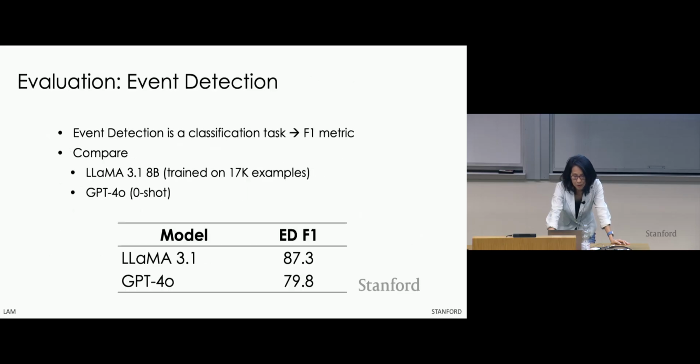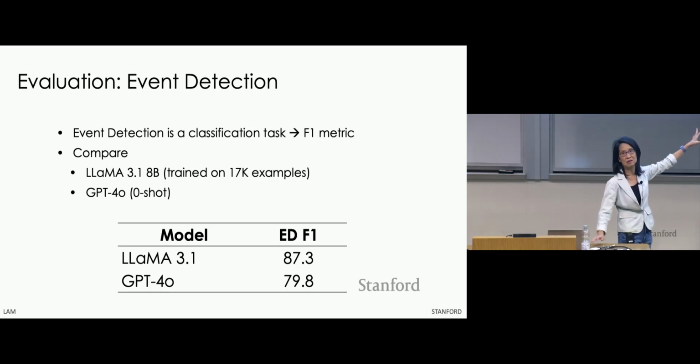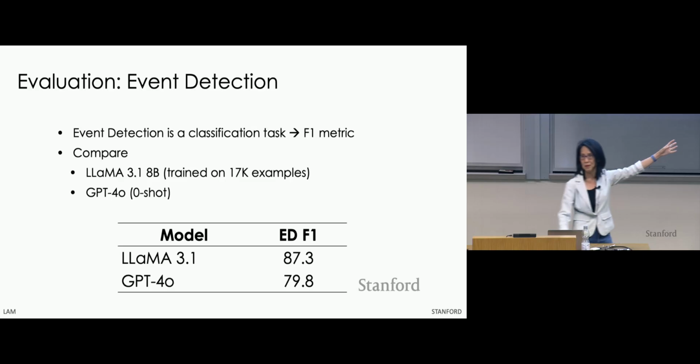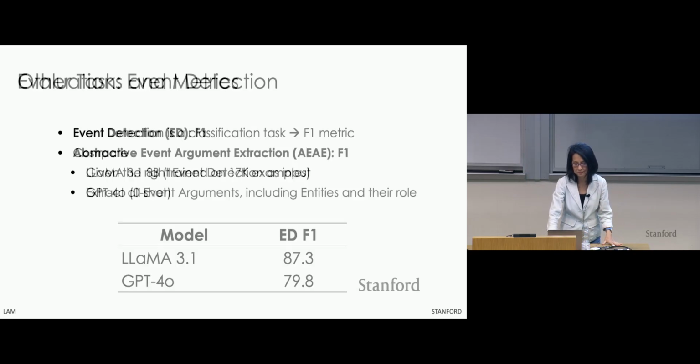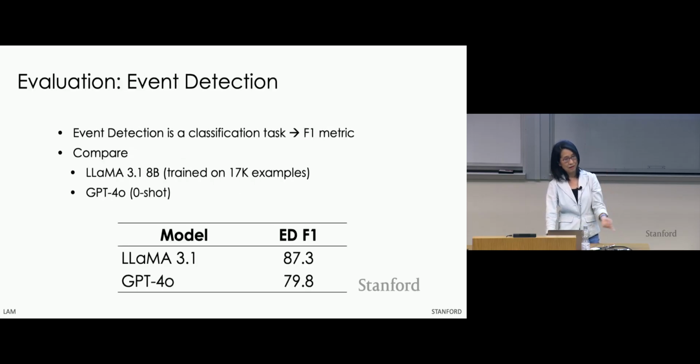All right, so what are the results? In terms of the event detection, it's a classical classification task. We have the F1 metric. And this is the fine-tuned Llama 3.1 and GPT-4o, that's in-context learning. There is a discrepancy. Remember, Llama was trained with 17,000 pieces of data. Okay? I would say that it is not 100% yet, but it is up there, 87%, 87 and 79 or 80%. But that is the first step. If you don't have the event detection right, you're not going to get the rest.